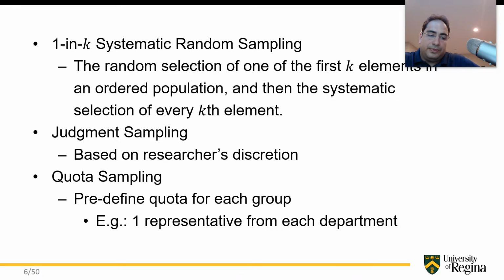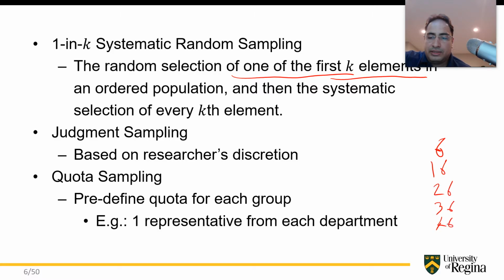There are some other ways to perform sampling. There is one-in-k systematic random sampling. In one-in-k systematic random sampling, you start with the first k elements. You select one of the first k elements. For example, if k is 10, you select one of the first 10 elements, from 1 to 10. For example, number 6 is selected. And then you just add k to the base sample, and then you select every k-th element.